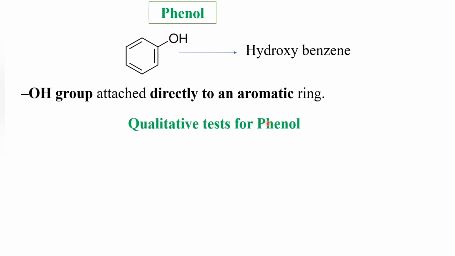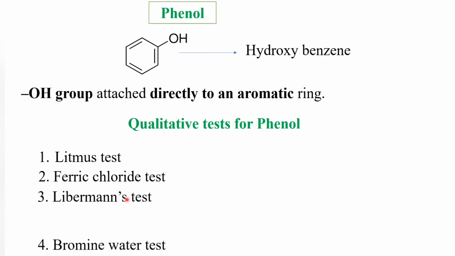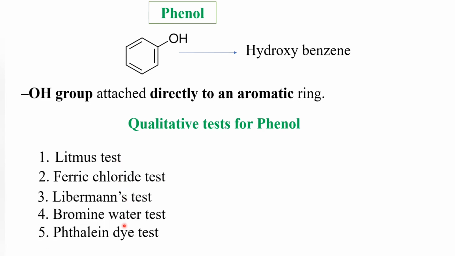Now we'll see the qualitative tests for phenol. There are 5 tests. We'll see them one by one. The first one is the litmus test, then the ferric chloride test, Libermann's test, bromine water test, and finally the phthalein dye test. We'll see them one by one. The first one is called the litmus test.